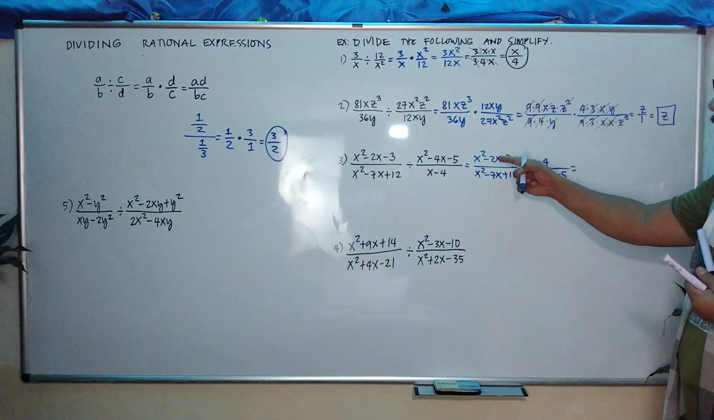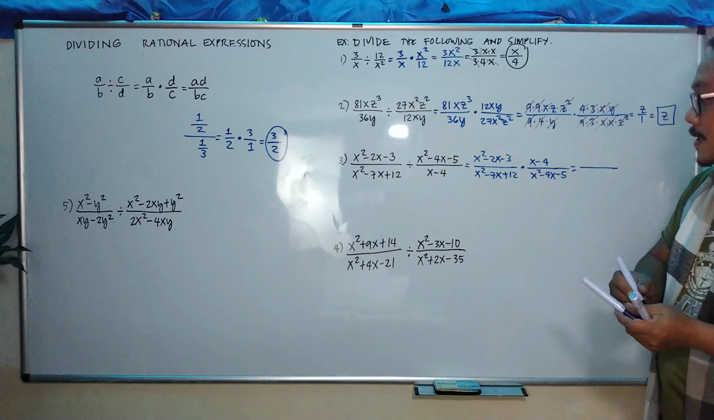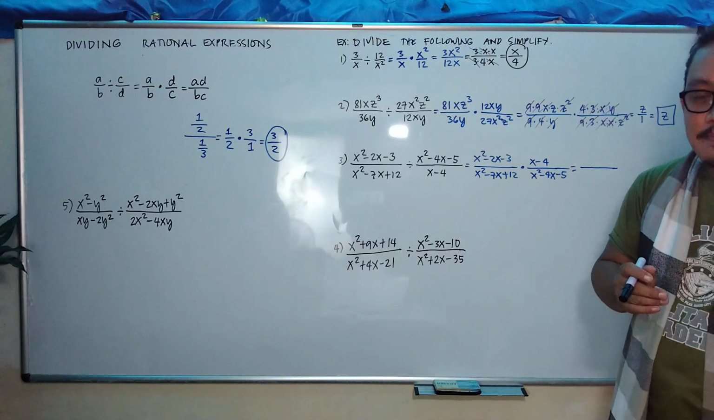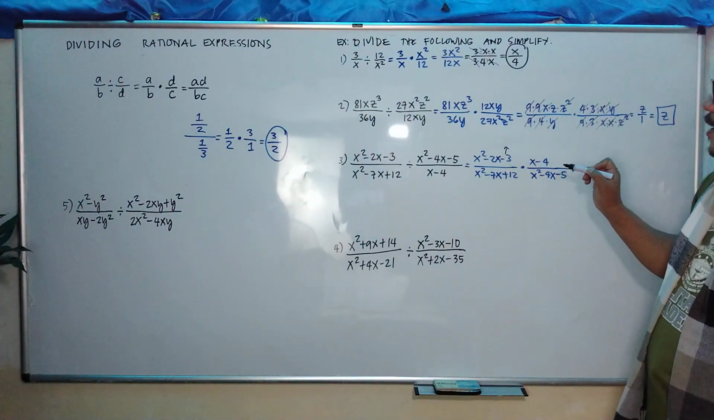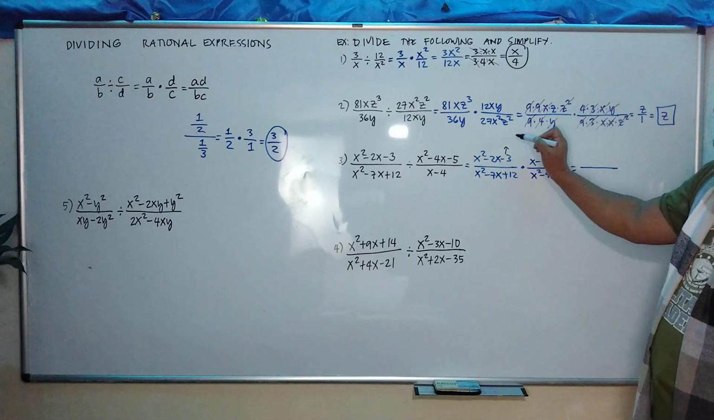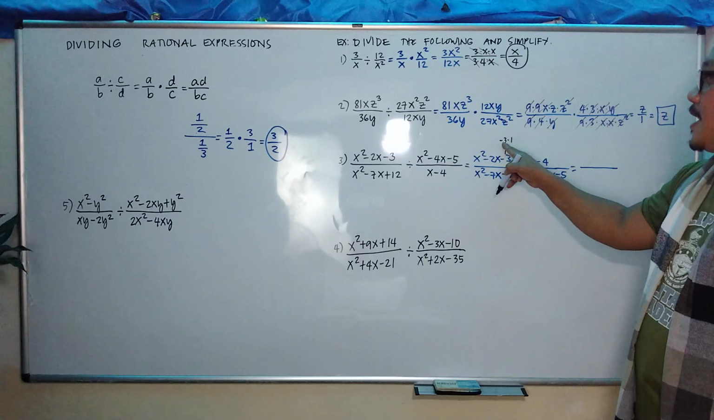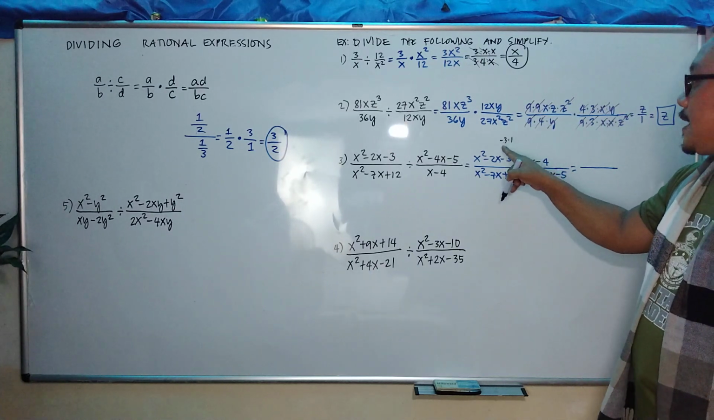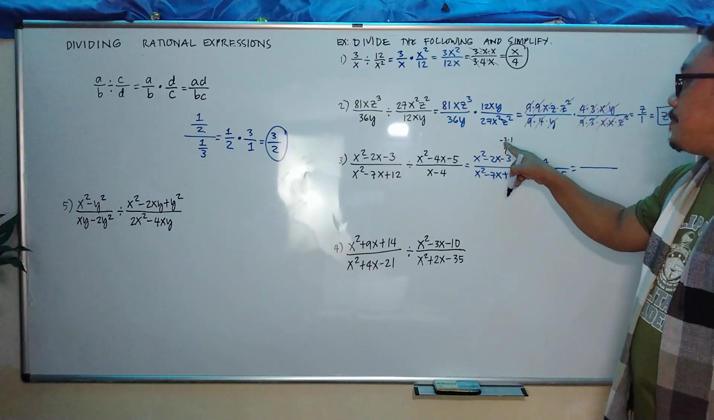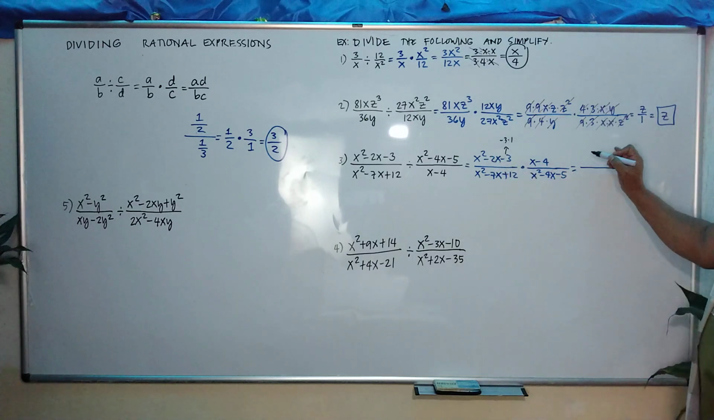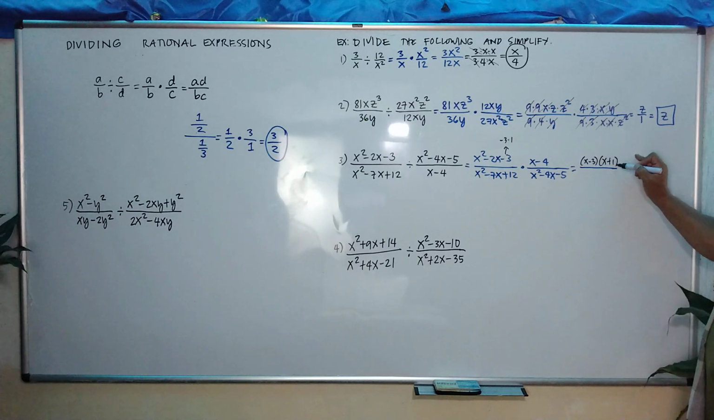So let us factor the first numerator. This is a trial and error method, but very simple if you have already mastered factoring. Just looking at negative 3, what are the possible factors of negative 3? You have negative 3 times 1, because negative 3 times 1 is negative 3. If we add, negative 3 plus 1 is negative 2. So we are correct. The factors are x minus 3 and x plus 1.